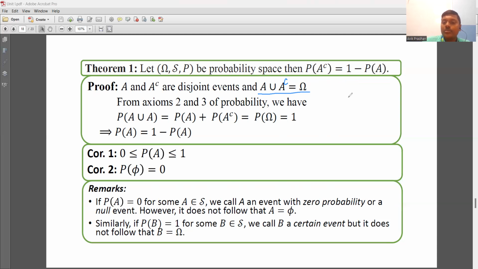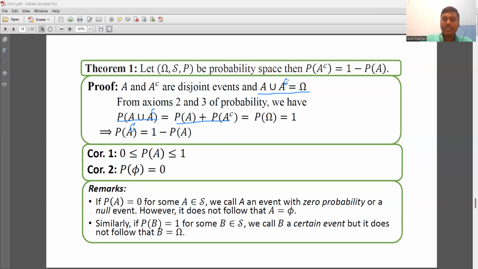And for the third axiom, we have the probability of A union A complement will be equal to probability of A plus probability of A complement. So if I combine these two things, we have probability of A union A complement equal to probability of omega, which is equal to 1. And by the third axiom, it is probability of A plus probability of A complement. So together we have probability of A plus probability of A complement is equal to 1, which represents that probability of A complement is equal to 1 minus probability of A.